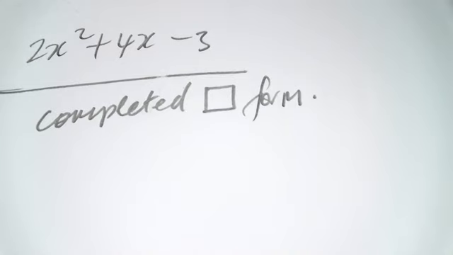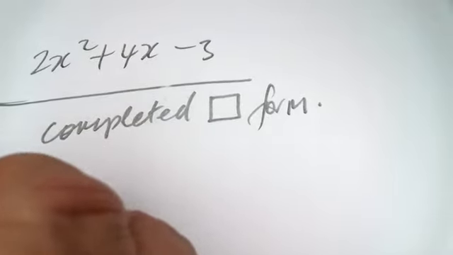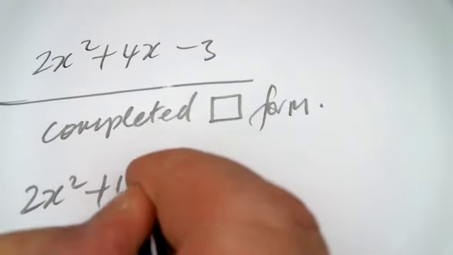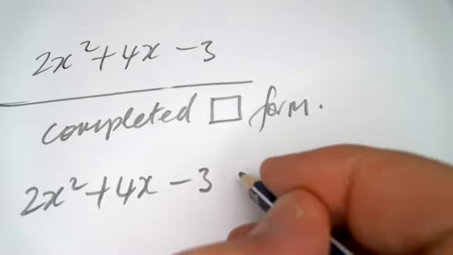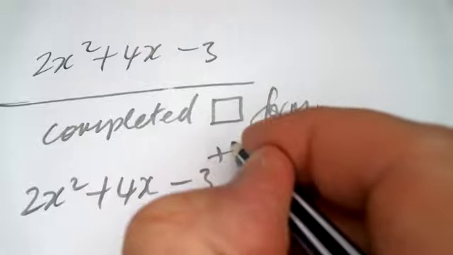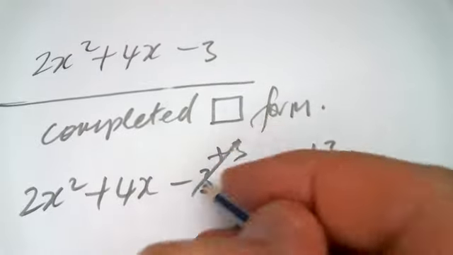In this example, before, I actually found the values of x, in other words, I used completing the square to solve for x. In this case, I want to put this in completed square form. So it's slightly different. Let's have a look. So I'm going to say, well, we've got 2x squared plus 4x minus 3. I'm going to make it equal to 0, and I'm going to add 3 to both sides.